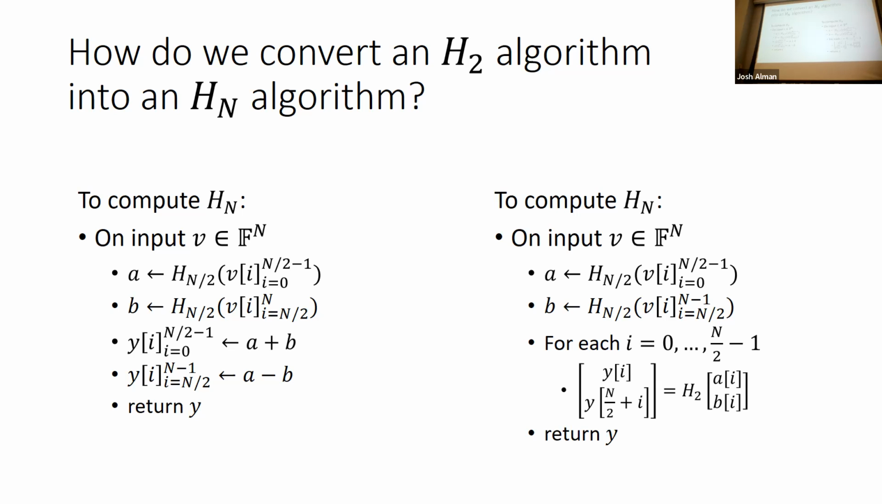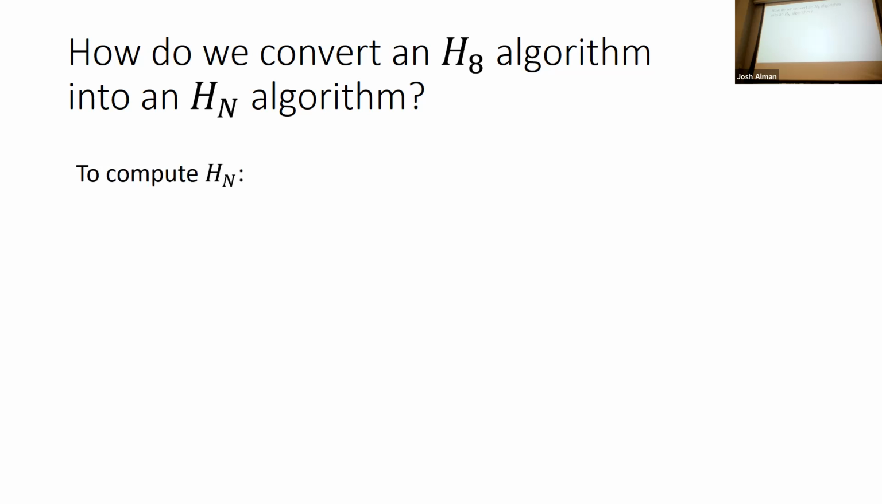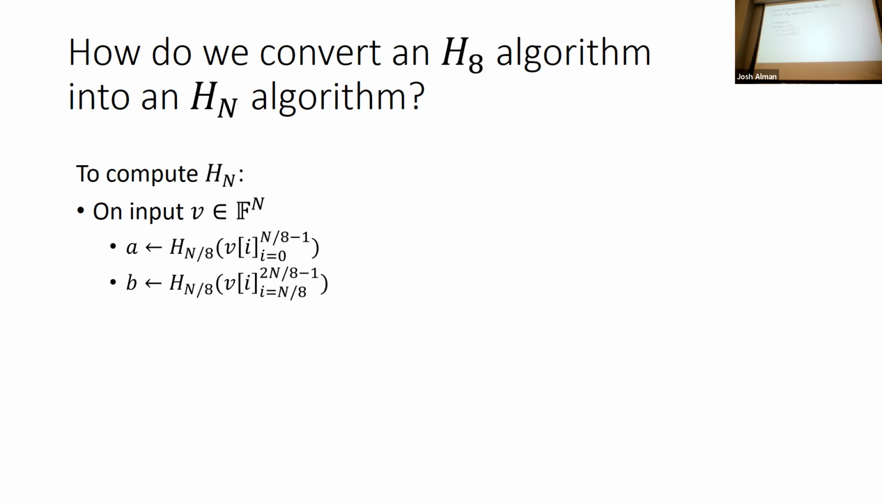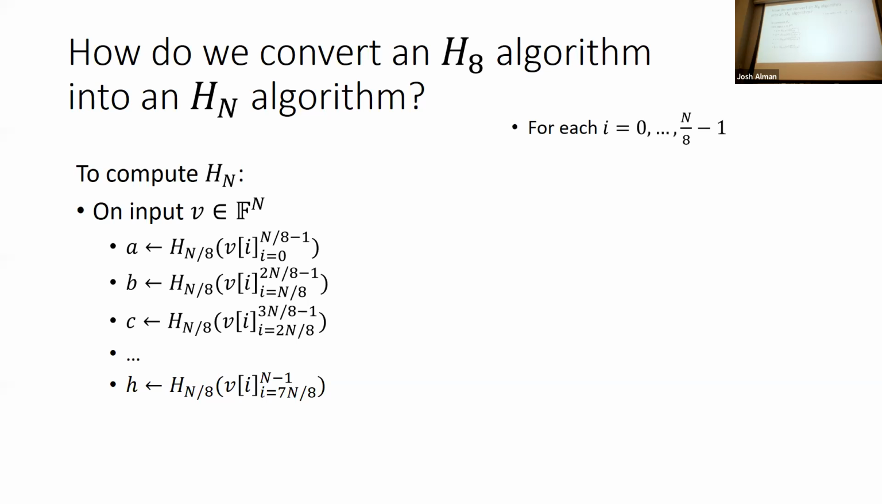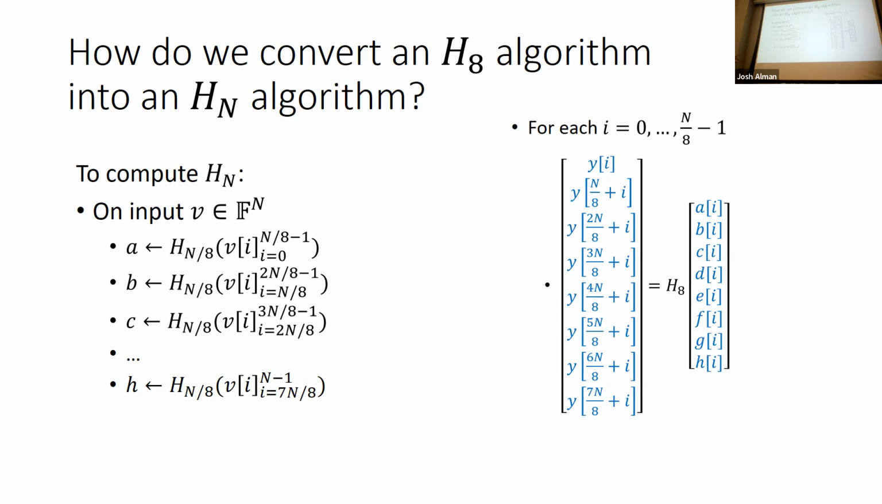When you write out why this happens, you can do the exact same thing for the 8 by 8 Hadamard transform, or any size. So you get an analogous algorithm where on input v, you first split it into 8 parts and recursively compute the Hadamard transforms of all those 8 parts. Then for each i between 0 and n over 8, these 8 entries of the output are the 8 by 8 Hadamard transform times those 8 entries that we got from our recursive calls. And then you return y. So that's how we could recursively use H8 to compute Hn for all n.